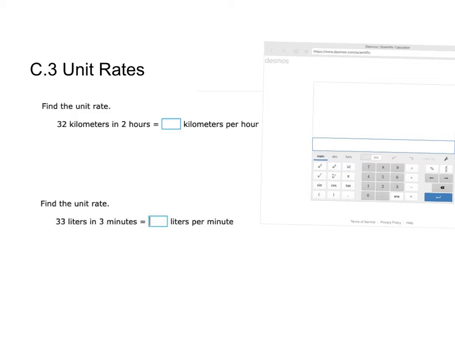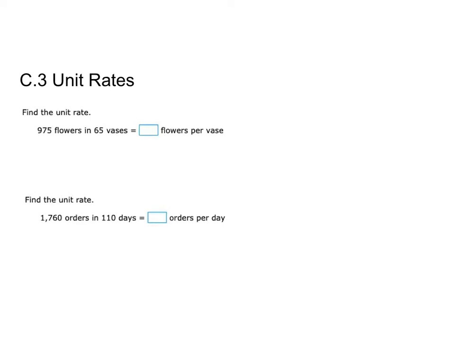And for C.3, we're just looking at unit rates. So they're going to give us something per something, and we want to figure out how much it would be for one of those. For example, 32 kilometers in 2 hours, and we want to figure out how many there would be in 1 hour. So we would take that 32 and divide it by 2, and that gives us 16. We can take on the next one, 33 liters in 3 minutes, so we want to take that 33 and divide it by 3, and that gives us 11, so we get 11 liters per minute. And that's all that C.3 is really asking us to do.